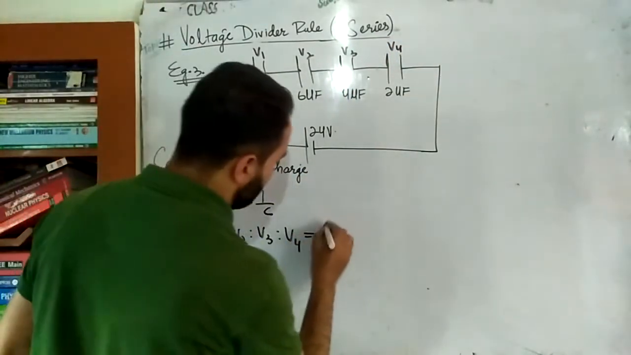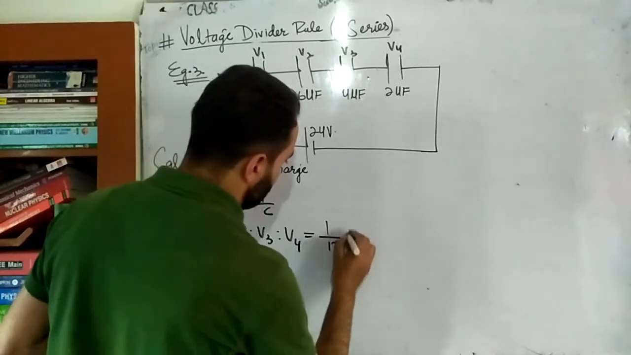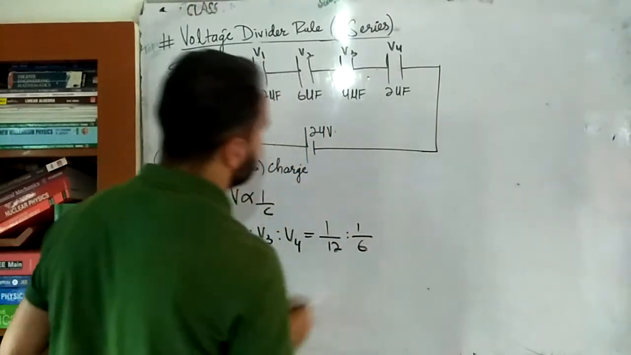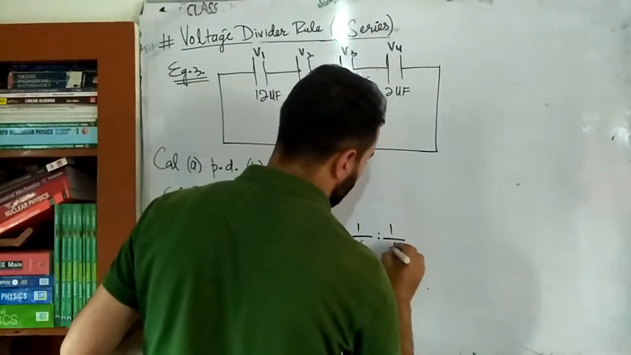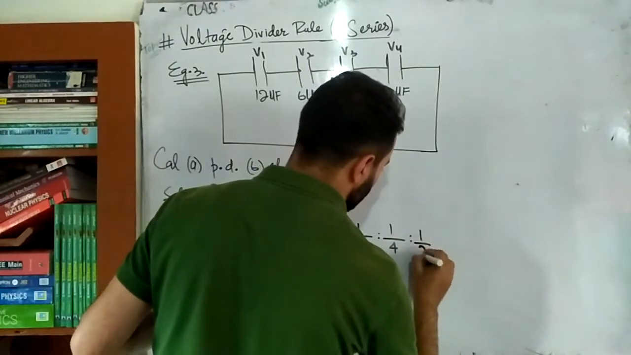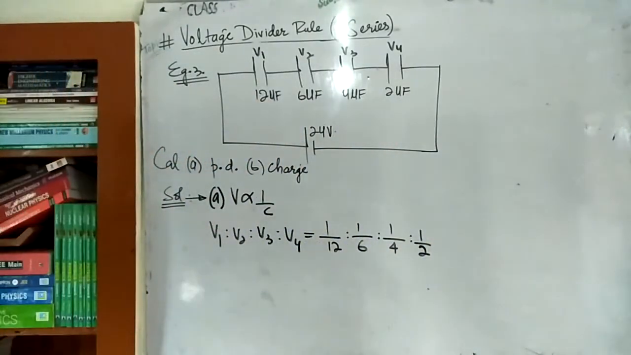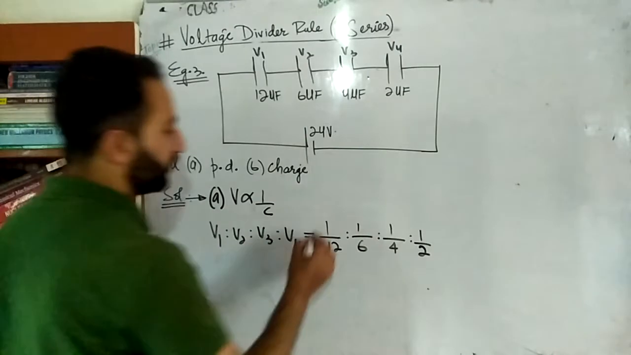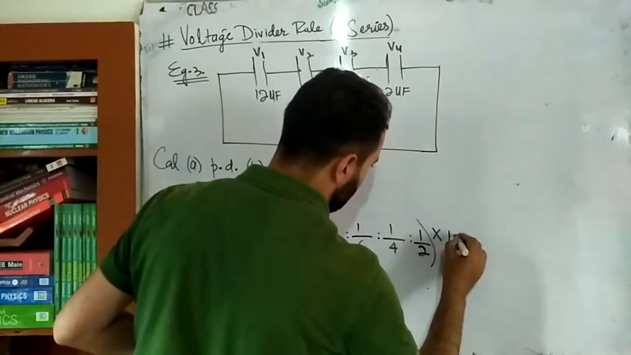Will be equal to 1 by C1, that is 1 by 12, is to 1 by C2, that is 1 by 6, is to 1 by 4, is to 1 by 2. Okay. Again, what is the LCM? LCM is 12. So multiply throughout by 12.